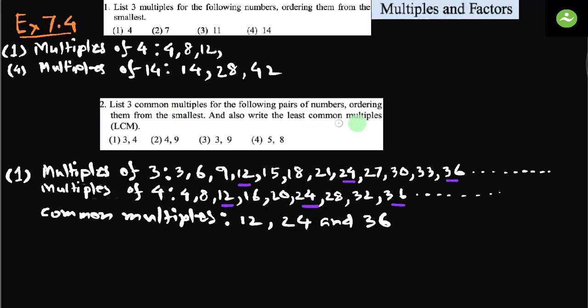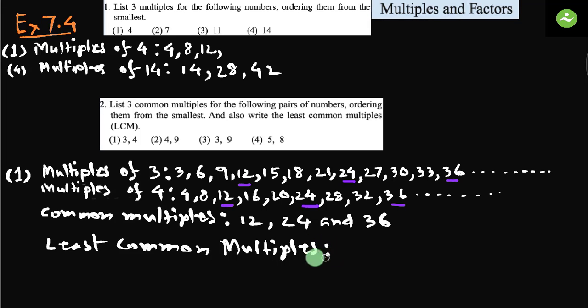And also write the least common multiple. We have to write the least common multiple. Least means smallest, we know, and 12 is the smallest. So we write it is 12. And we are done for number 1.